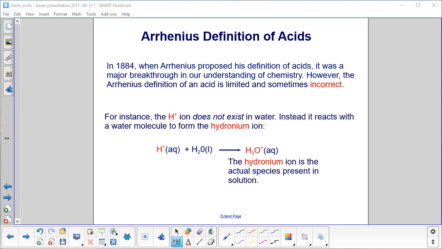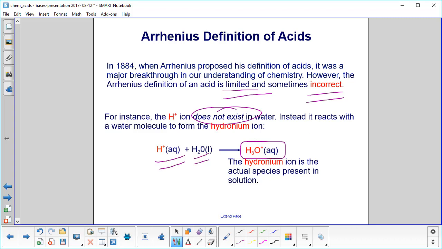In 1884, when Arrhenius proposed his definition of acids, it was a major breakthrough in chemistry. However, as it is for a lot of breakthroughs, it's not always totally correct, and sometimes it's limited. It has to be modified as we learn more about the science. For example, the H+ ion does not exist in water. Instead, it reacts with a water molecule to form the hydronium ion, right here, H3O+. So here's the H+ ion, it reacts with water, and we have hydronium. The hydronium ion is the actual species present in the solution.